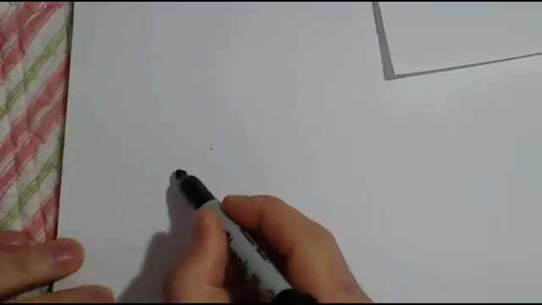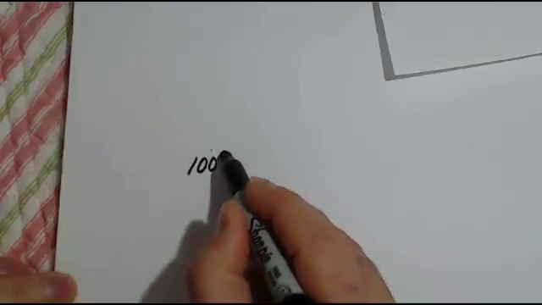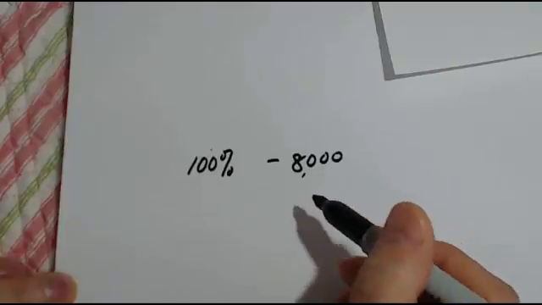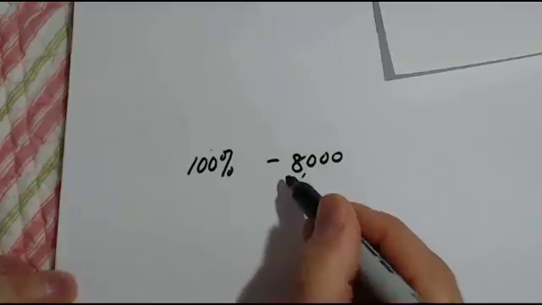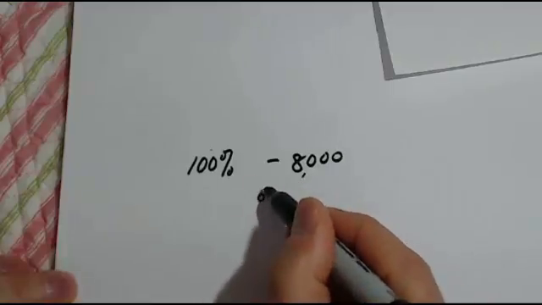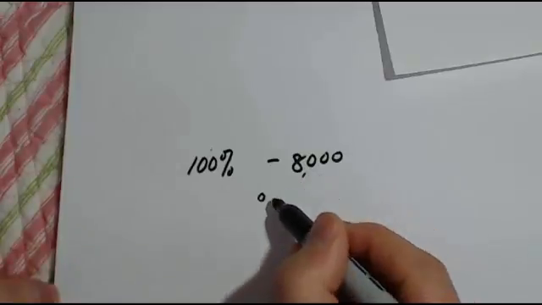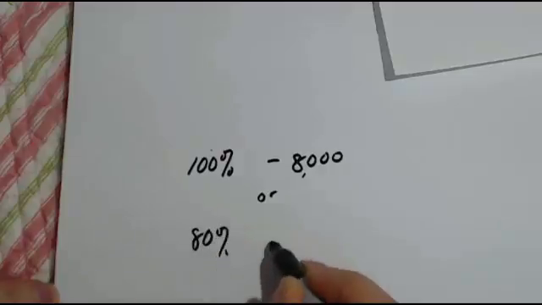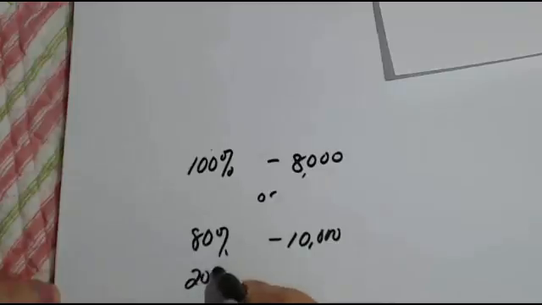Let's say that I give you two scenarios. There's a 100% chance you're going to lose $8,000. That means for sure you have to pay $8,000. That's one situation. You can choose that situation, 100% chance, so you basically have to write a check for $8,000. Or you could gamble. There's an 80% chance that you'll lose $10,000 and a 20% chance you'll lose $0.